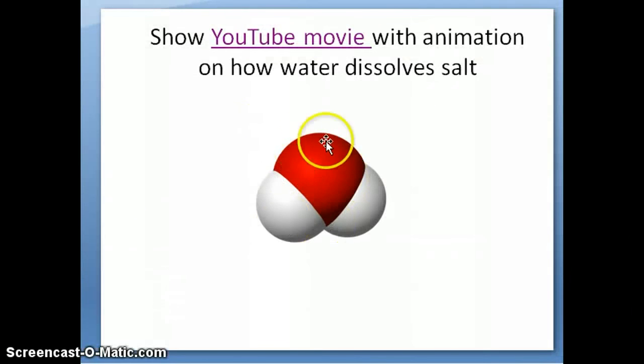Okay, so that was the first part of the video, and this is the end of it. In the second video, I will discuss a little bit more about how water then dissolves covalent compounds, as well as how we differentiate among the different types of solutions.